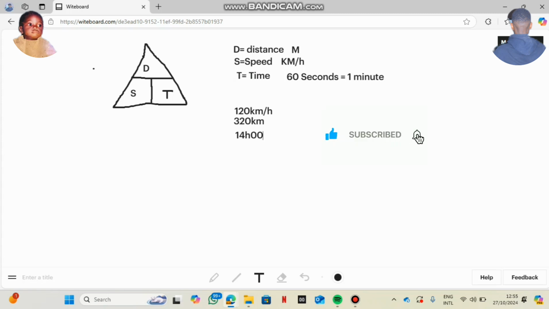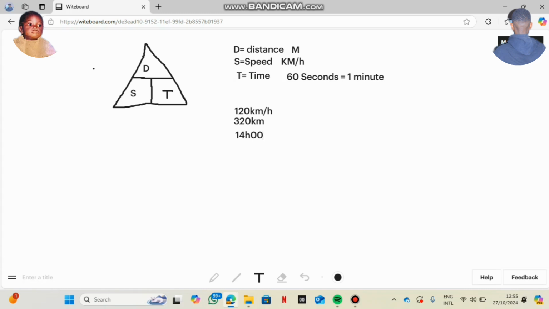Mr. Chabalala is driving at a speed of 120 kilometers per hour, and he left Centurion at 2 o'clock, and the distance between Centurion and Polokwane is 320 kilometers. So what time will Mr. Chabalala arrive in Polokwane if he doesn't change the speed? He's driving at 120 kilometers per hour.